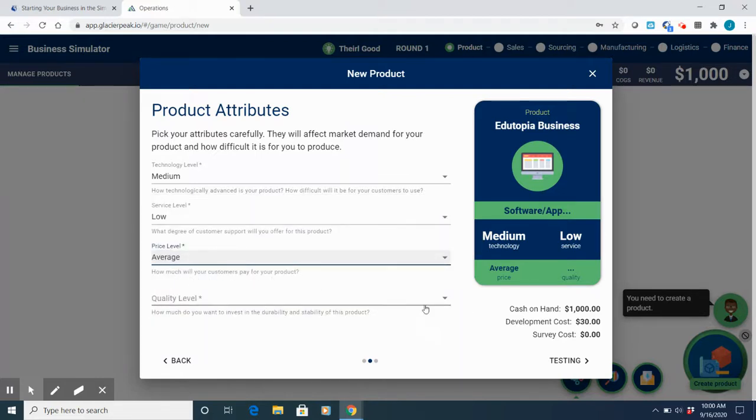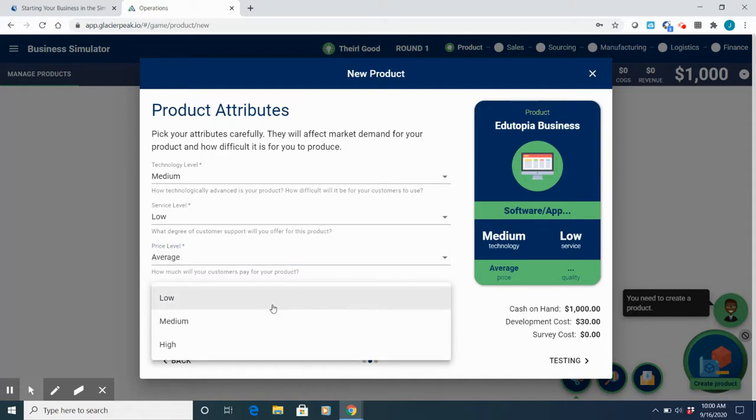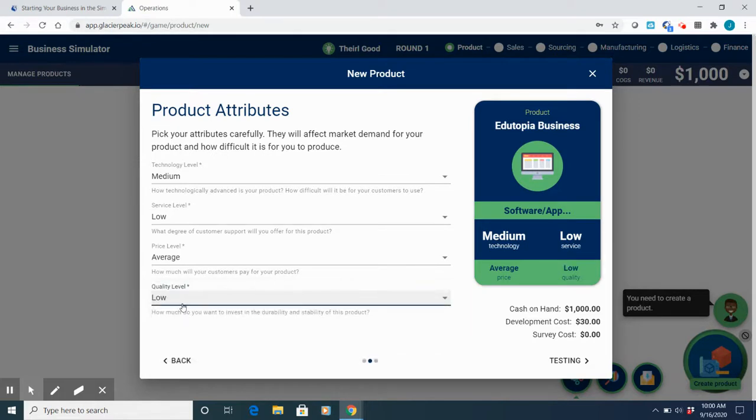How much will your customers pay for this product? I'm in an educational market. Educational markets traditionally don't pay a lot for products. So we're going to price this as low. Keep in mind here, I have now spent $30 based on my choices here. Again, I've kept everything on the low end. Now we're going to click next and go to testing.